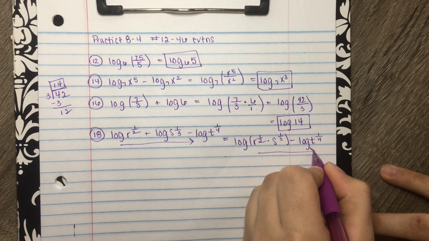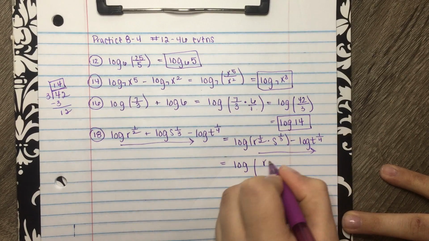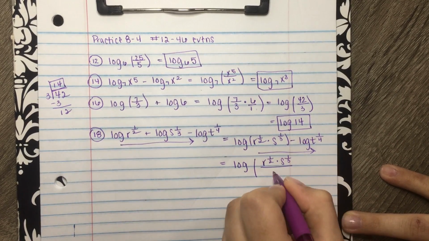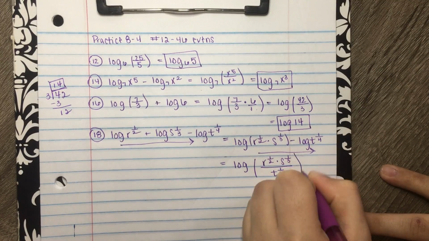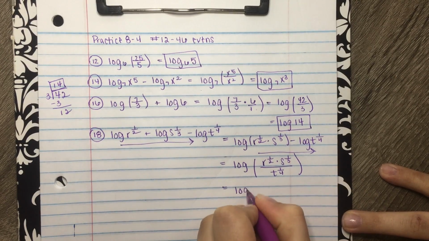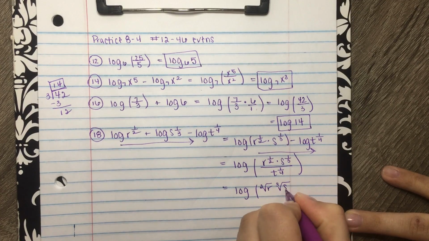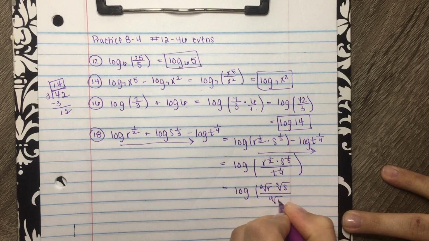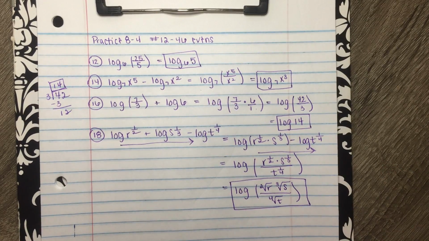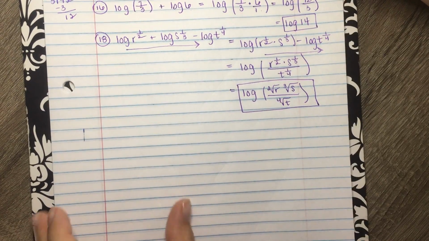And then now still working left to right, I have a quotient property because I have subtraction here. So we have everything that's up in our numerator and then divided by t to the 1/4. If you don't like that, you can go ahead and write it in radical form. All right, so we have square root of r, we have cube root of s, and we have our 4th root of t. And then that could be our final answer, or the step before. All right, so we did 18. Here we are. We're going to move on to 20.